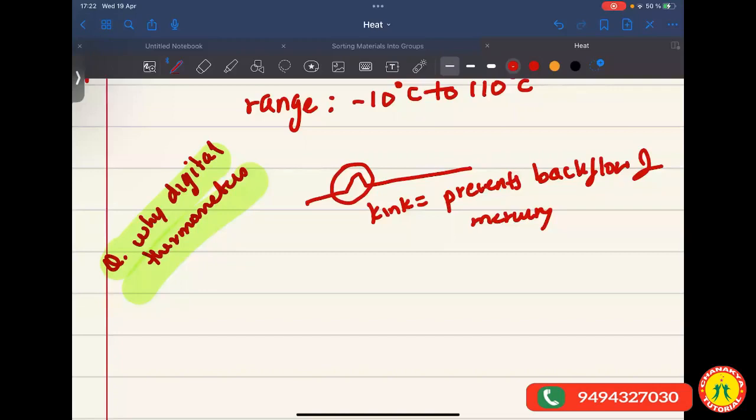Okay. So when you're cooking, the heat passes from the gas to the pan. Once you take it out and keep it on your shelf, the heat passes from the pan to the shelf. That is why the pan cools down. So heat is transferred from the pan to the surrounding.